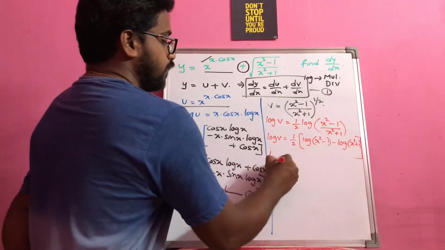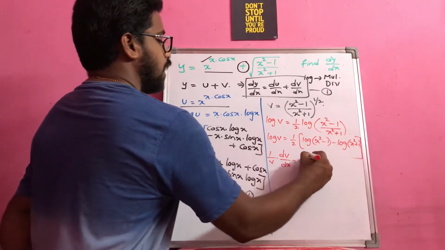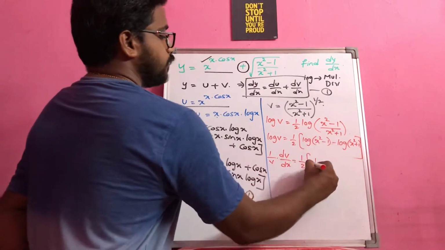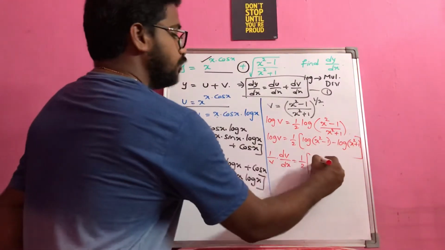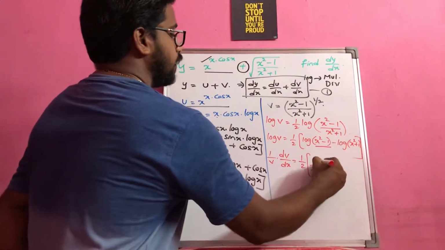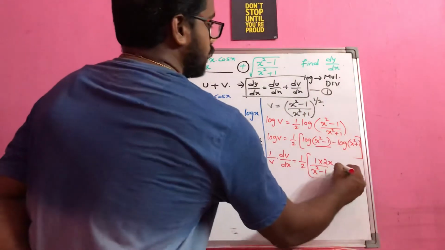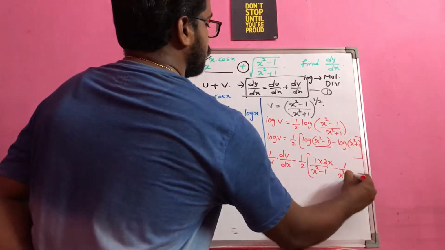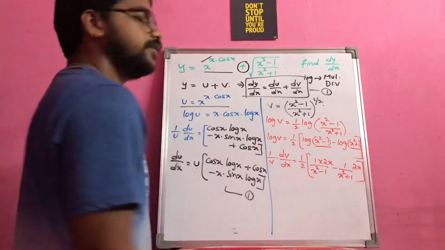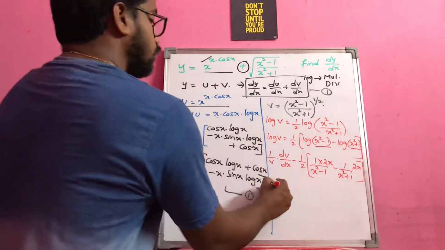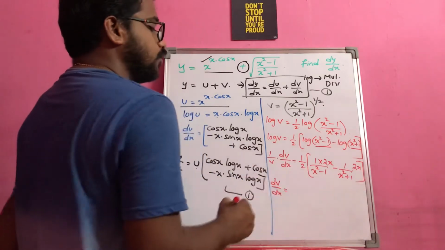So if you apply the differentiation, you will be getting 1 by v dv by dx half into log function differentiation is 1 by function, so 1 by x square minus 1 into, as this is not x, inner differentiation for that will become 2x. Similarly, for the second term also 1 by x square plus 1, as this is not x, inner differentiation for that is again 2x.